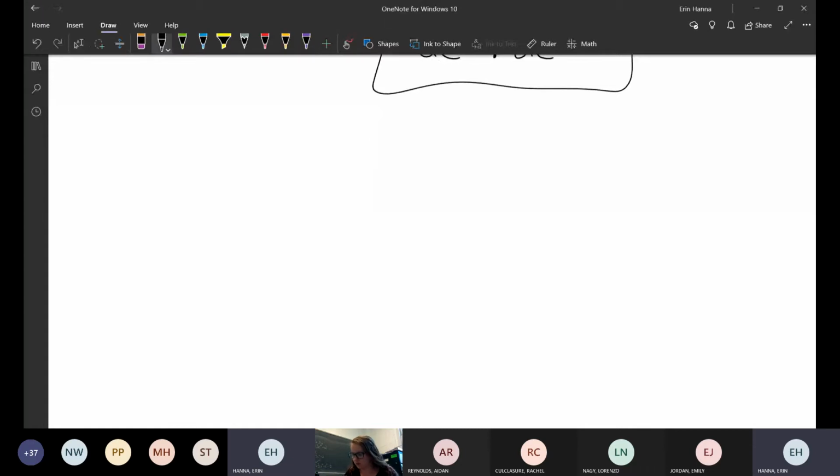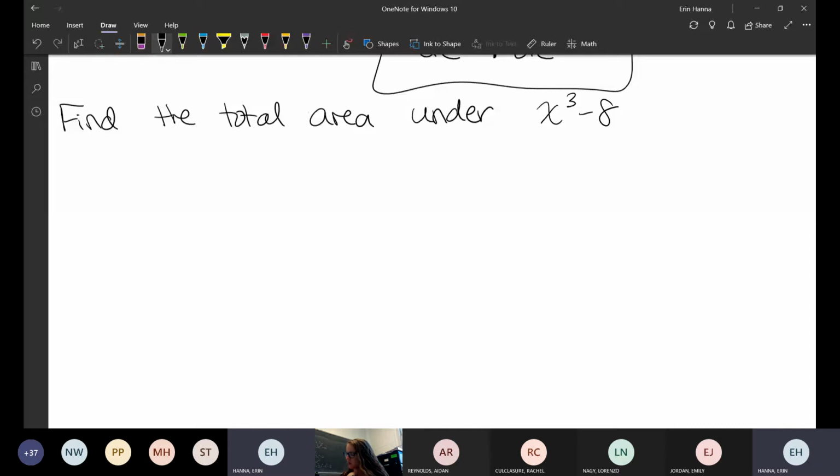Sure. So let's see. Find total area under x cubed minus 8 on 0 to 4. Sure.